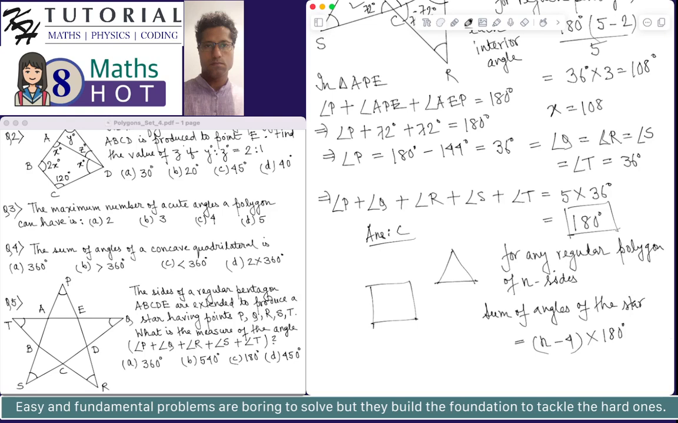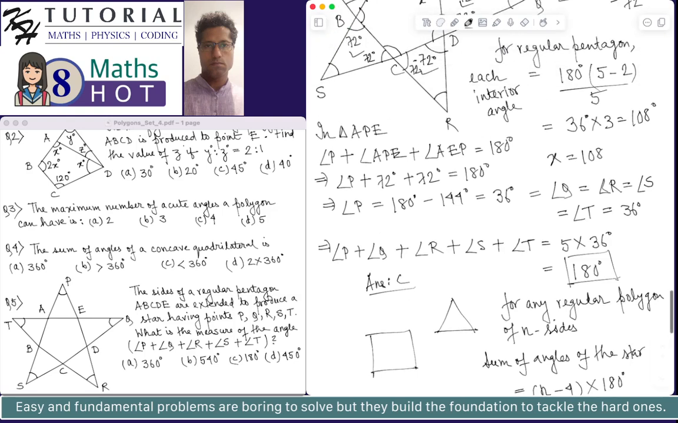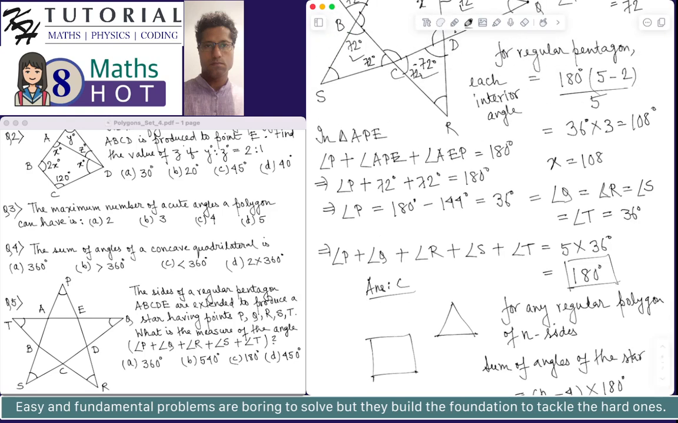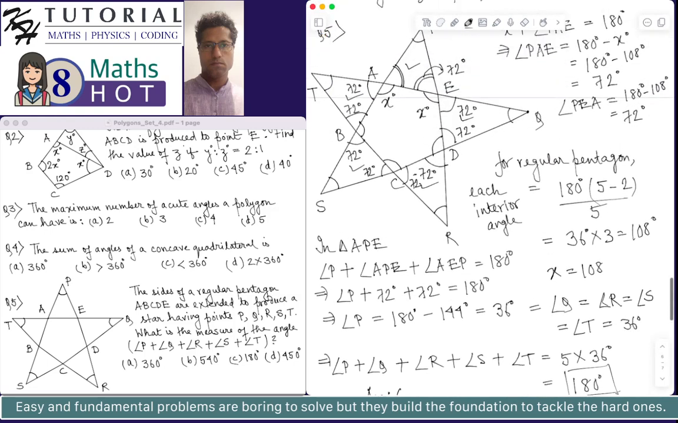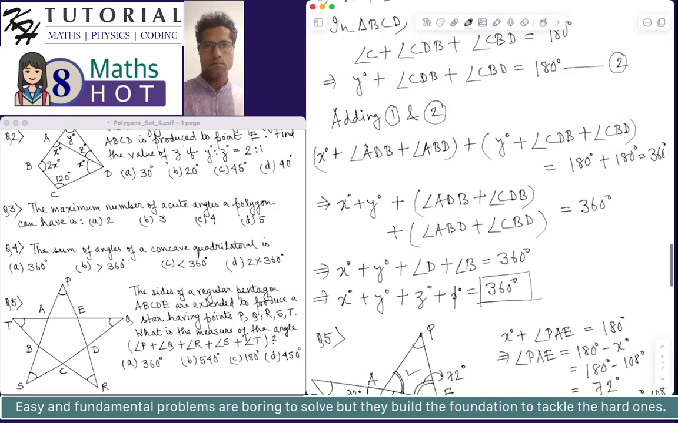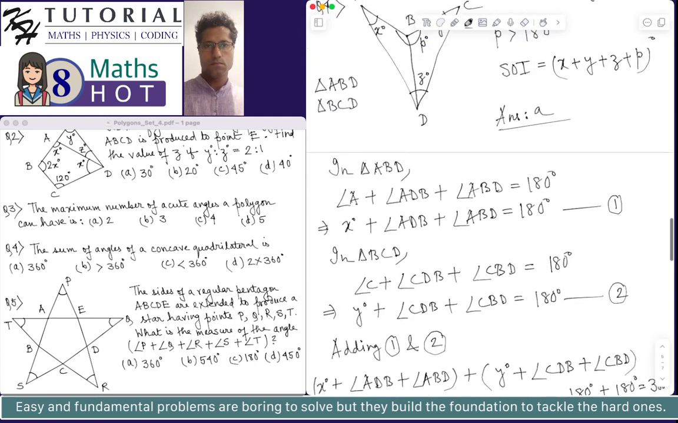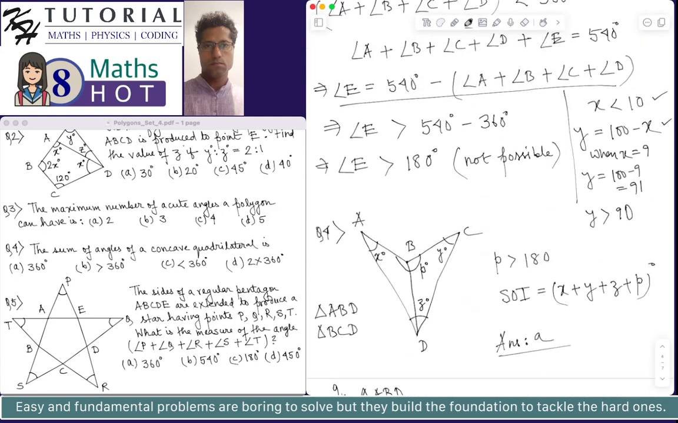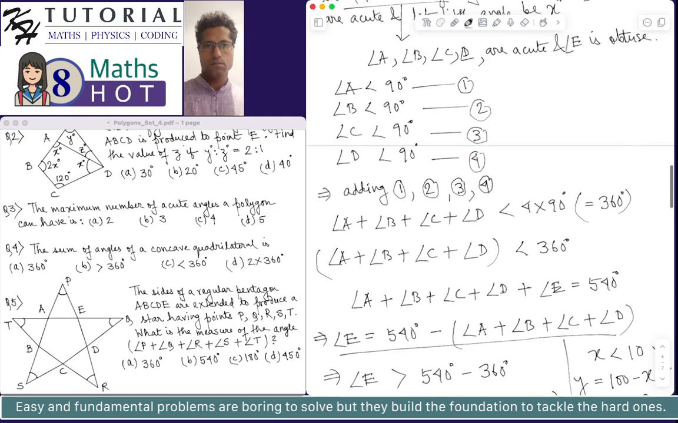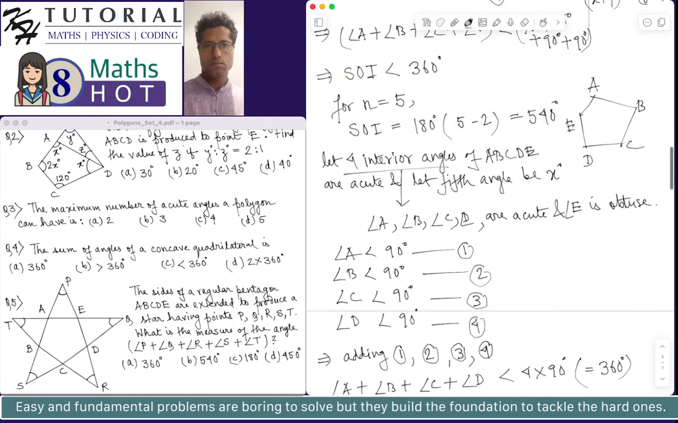With this, it comes to an end in solving the 5 good problems on the chapter of polygons. I hope these problems will give you a good practice of your understanding of the concepts of polygons, and will also evaluate your understanding of the chapter concepts.